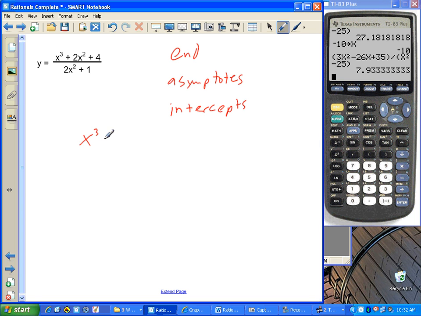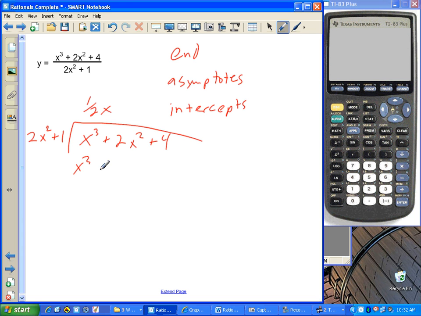So I'm going to do x cubed plus 2x squared plus 4. I'm going to divide by the bottom. So all I'm doing is representing the same function in its divided out form. So I need to match x cubed. In order to make 2 into 1, I'm going to multiply by a half, and I need another x. So that gives me this x cubed plus half x.